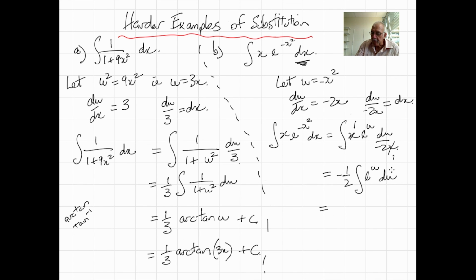The integral of e to the u will be just equal to e to the u plus c, our constant of integration. Once again, we have introduced the u. The u wasn't in the original question, so we've got to go negative a half, do the back substitution. What was u equal to? Negative x squared. That's our constant of integration.